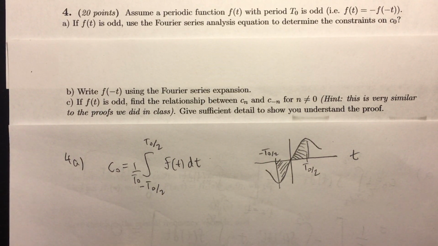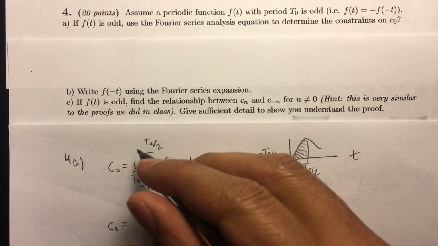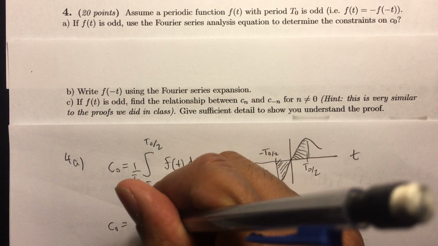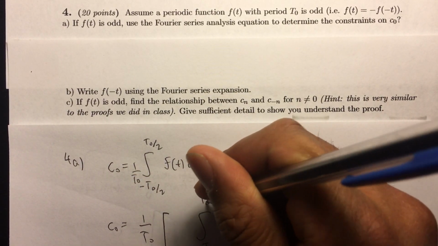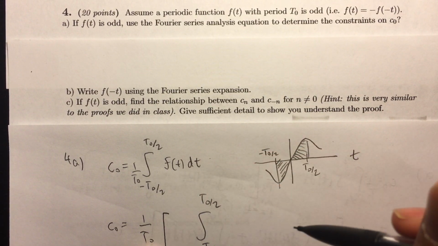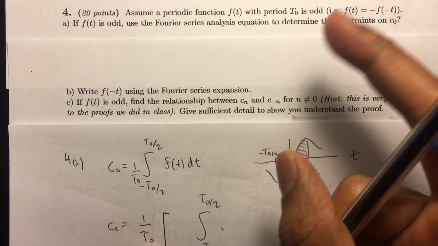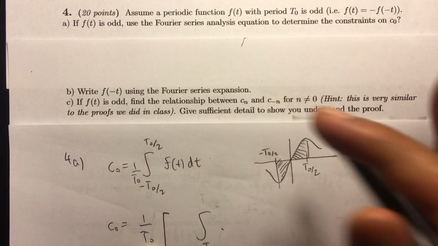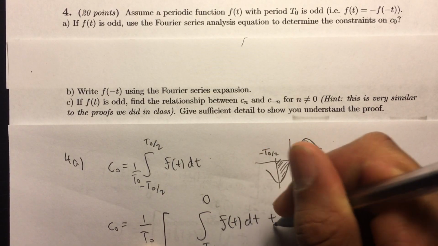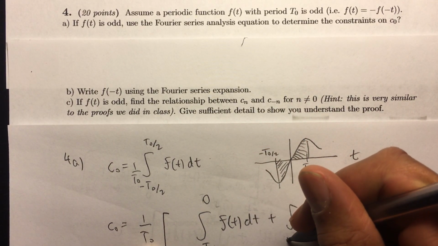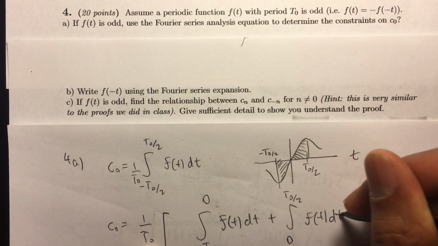That's the easy way. Now the hard way, maybe the more rigorous way, is to divide this up into two integrals. 1 over t naught, integral from minus t naught over 2 to 0, f of t dt, plus the integral from 0 to t naught over 2, f of t dt.